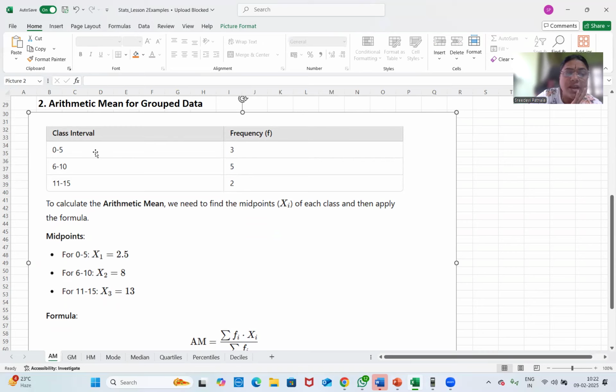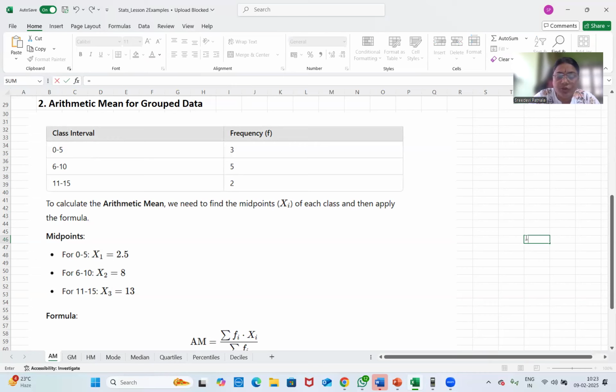Midpoints are your lower class limit plus the higher class limit, divided by 2. So 0 plus 5 divided by 2 gives you 2.5. Similarly, 6 plus 10 divided by 2, and like this you will get the values. For example, 0 plus 5 divided by 2 becomes 2.5. Similarly, you can do the same for all the others.